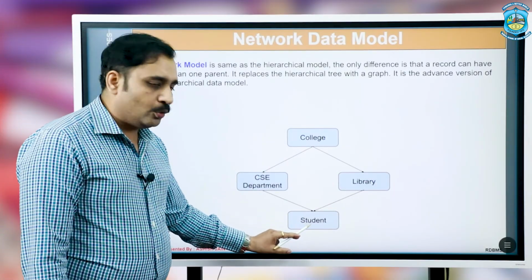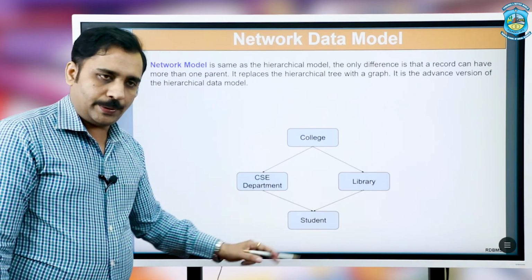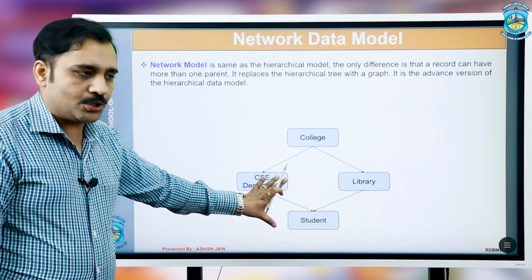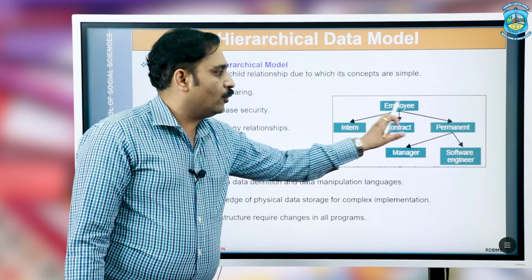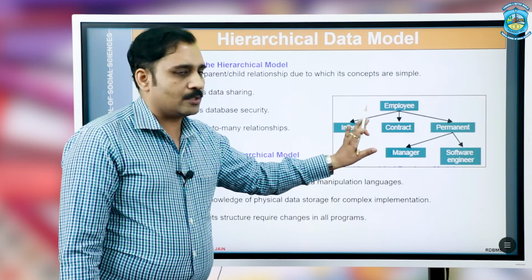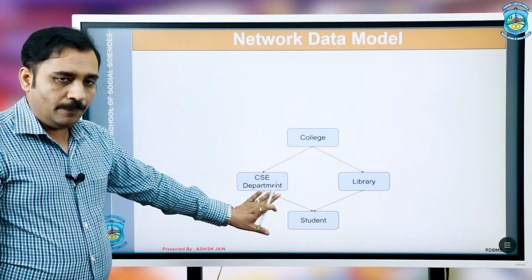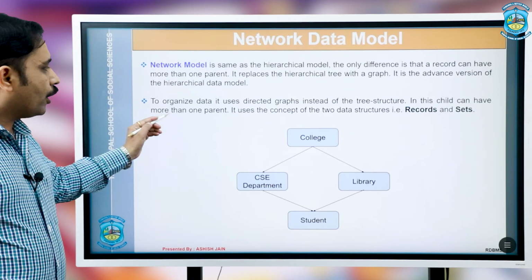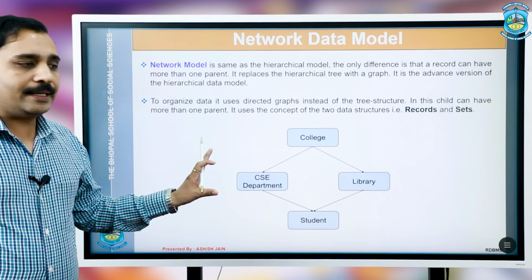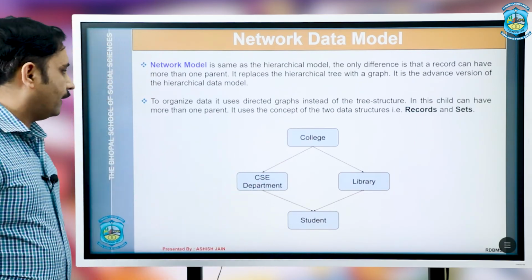So if I want to reach this node, I can either use this way or I can use this way. So this is a graph representation, whereas in the previous one, if you can see, to reach here we only have one path. Okay, this is called a tree. So instead of a tree, we use graphical representation for network data models. To organize the data, it uses a directed graph, because we are using arrows. Such types of graphs are known as directed graphs.